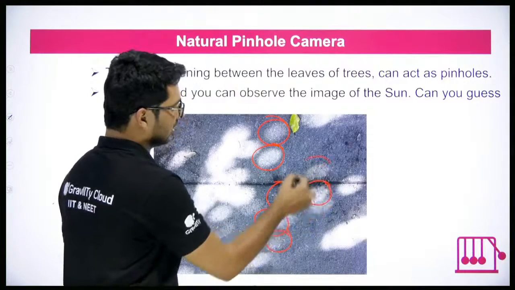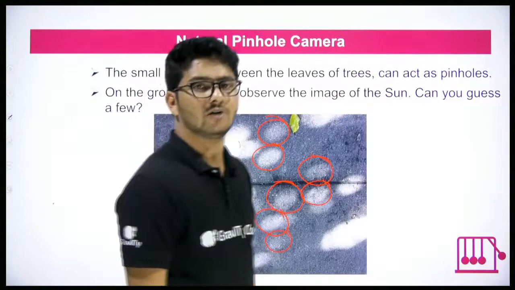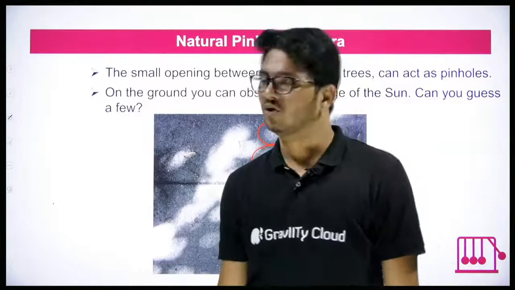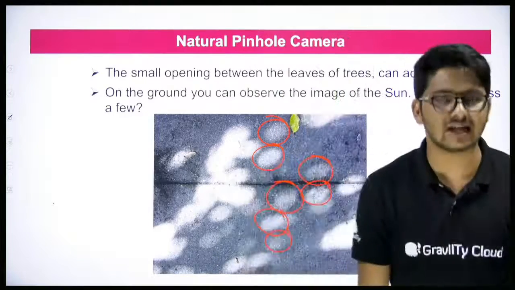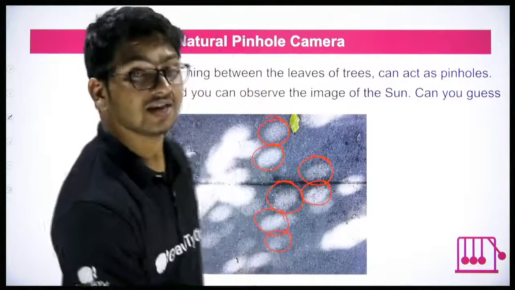All of them are circular. Now why is it that they are only circular? I mean, if you look at the leaves of a tree, the leaves of a tree are not circular. No part of a tree is circular. Then how can we get circular openings here, circular light?